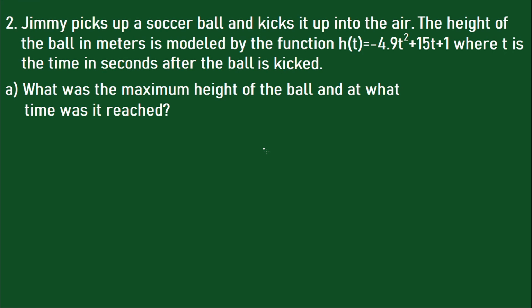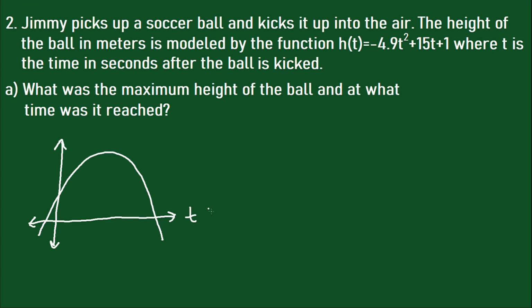Okay. How do we find the maximum height? Well, just like our last question, if I do a very crude drawing of what our height graph looks like, it's a negative quadratic, so it opens downward. It has an h-intercept of 1, which means it looks something like this, where this is your time in seconds, and this is your height in meters. We're looking for this point here. We want to find the time when it hits that maximum, and we want to figure out what that maximum height is.